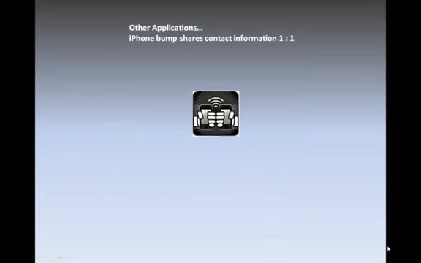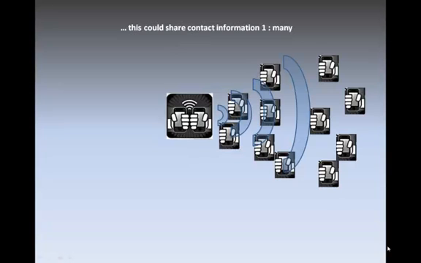Other applications, such as the iPhone bump, work by taking two iPhones, bumping them together, and they share contact information. But that contact information is just sort of a one-to-one relationship. With an audio code, this information can be broadcasted from one person to many people. And that contact information, again, is not limited to just a single person's contact information. If a command is registered to have multiple contact information, then all of those contacts will be executed on the recipient's devices.